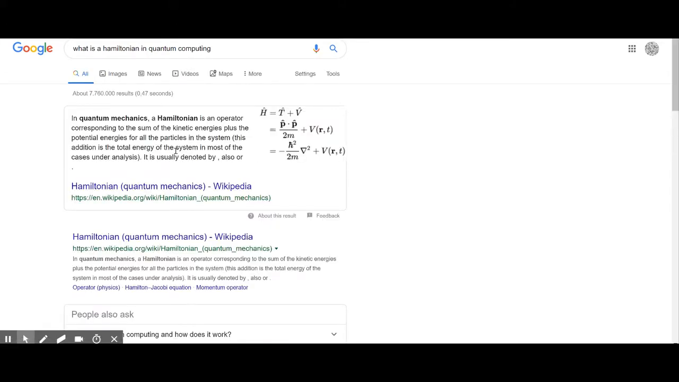I think I've read that before already. In quantum mechanics, a Hamiltonian is an operator corresponding to the sum of the kinetic energies plus the potential energies for all the particles in the system. This is the total energy of the system in most of the cases under analysis. That is way beyond what I'm trying to achieve in this.